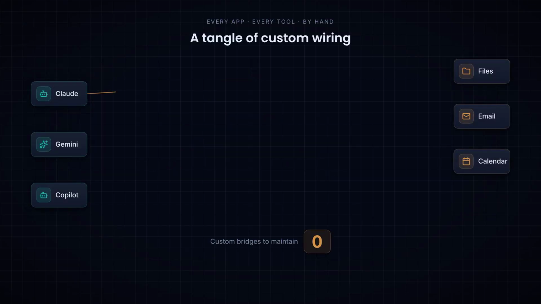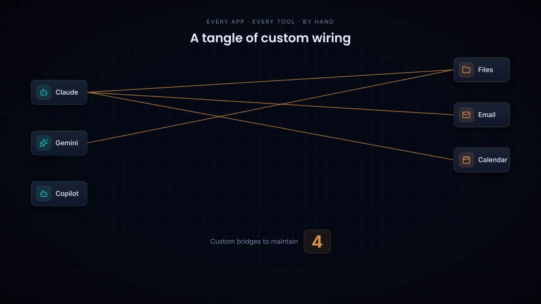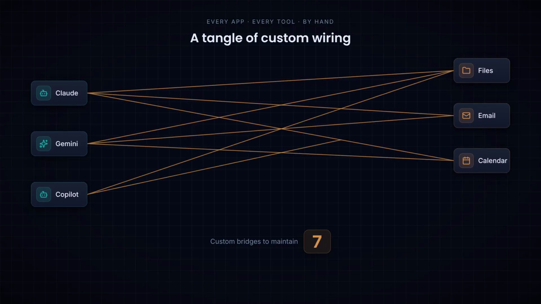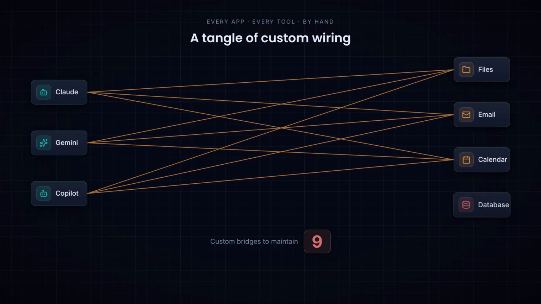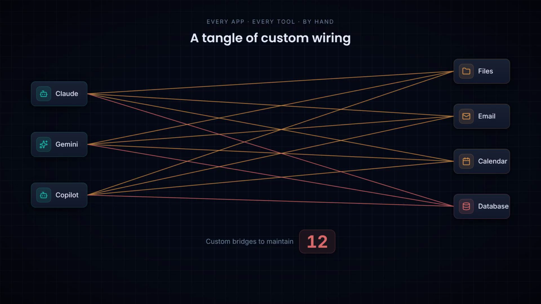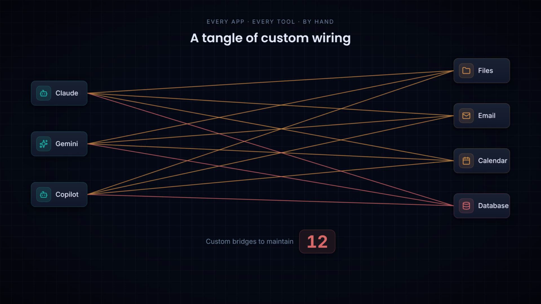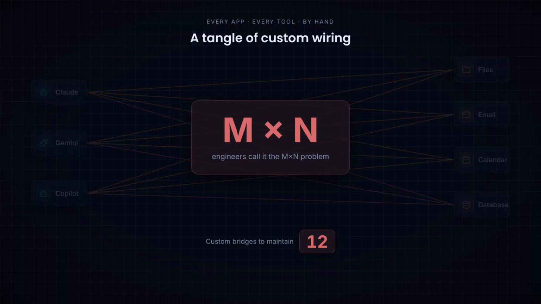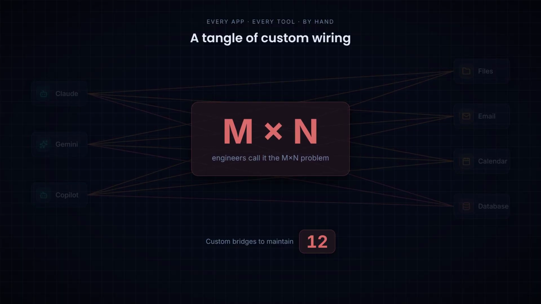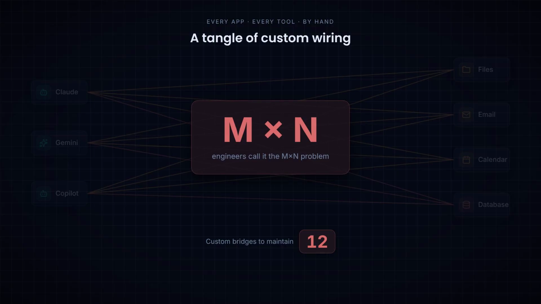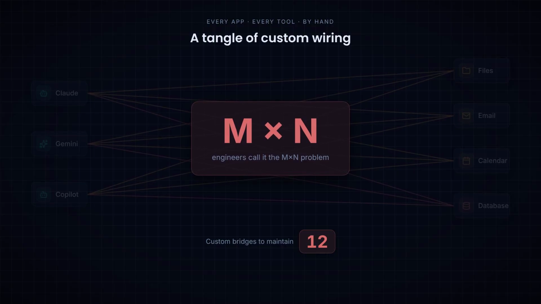And this is where it got ugly. Say you've got 3 AI apps and 3 things you want them to reach: your files, your email, your calendar. Wire every app to every tool by hand, and you're building 9 separate bridges. Add a 4th tool? Even more bridges. It becomes a tangle of custom wiring that nobody wants to maintain, and that breaks the moment anything changes. This mess even has a name. Engineers call it the M times N problem.